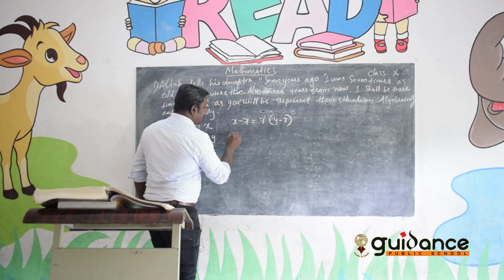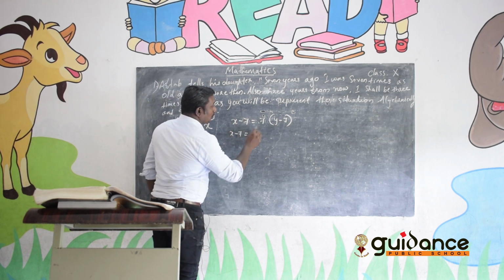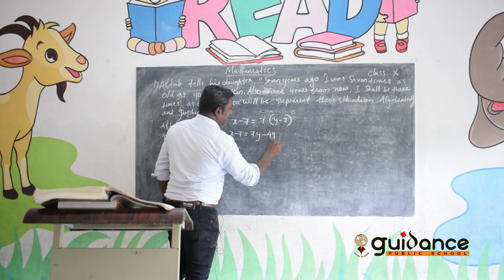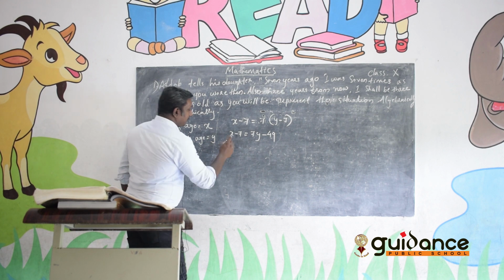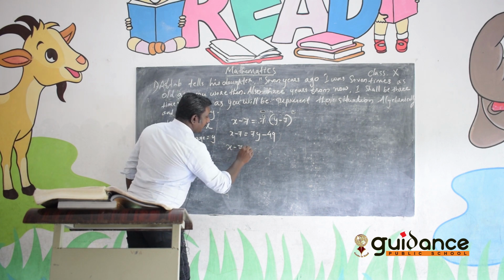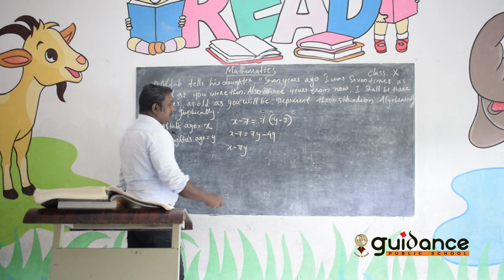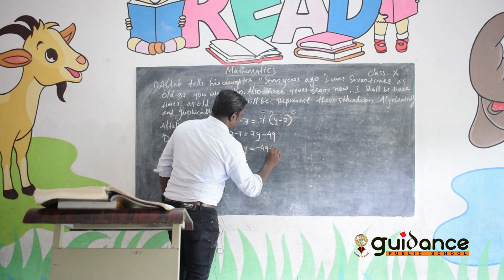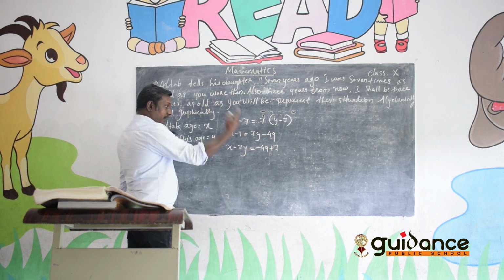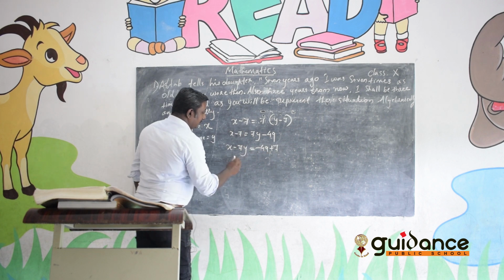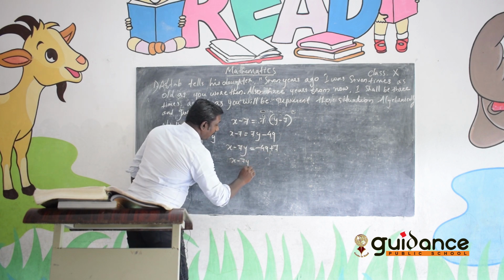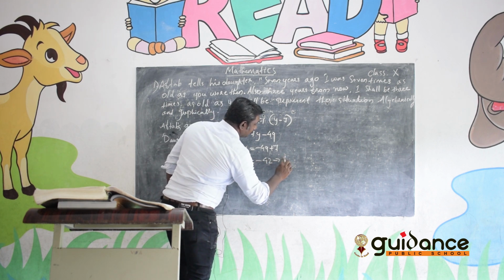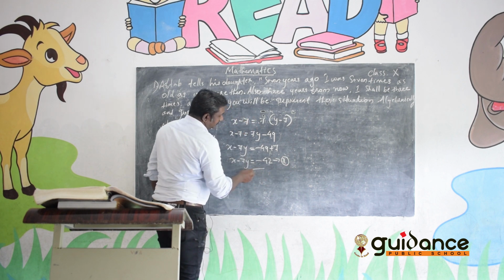That we can rewrite: x minus 7 equals 7 into y, 7y, and 7 into 7 is minus 49. Then we write the variables together, that is x minus 7y. This 7y we bring to the left side as minus 7y, equals minus 49 plus 7. This minus 7 comes to the right side as plus 7. Then x minus 7y equals minus 42. That we can refer to as equation number 1.